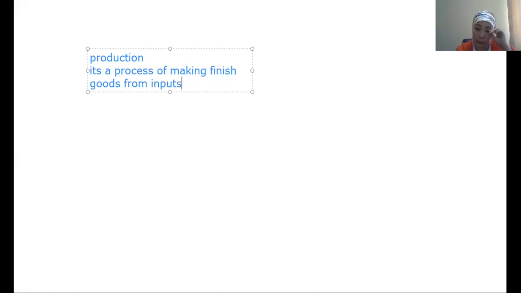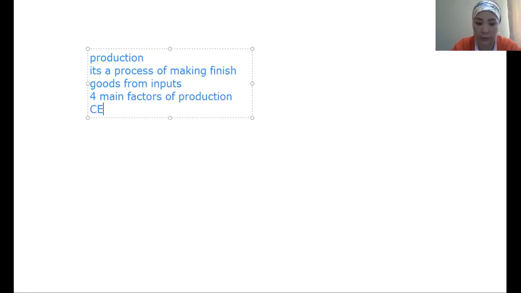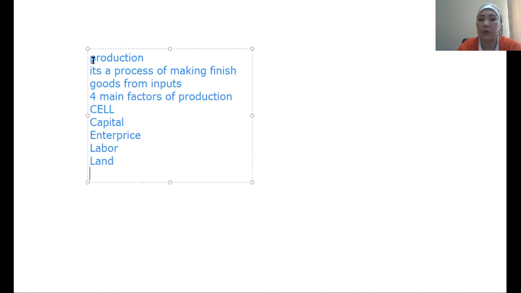And what are the inputs? Now I want you to tell me the four main factors of production. You know it very well. It is capital, enterprise, labor, and land. So these are the four main inputs that we use to produce something.